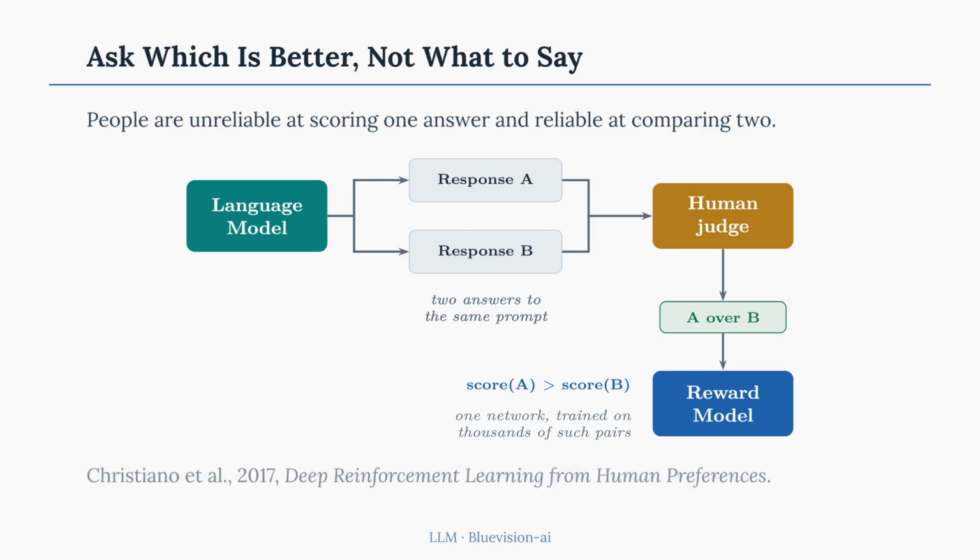This idea is older than large language models, by the way. Christiano and colleagues at OpenAI and DeepMind gave it to us in 2017 in Deep Reinforcement Learning from Human Preferences. Their assumption was that comparisons generalize, that a network trained on enough of them can score things no human ever saw. That assumption is what every labeling budget in the industry is now spent on.